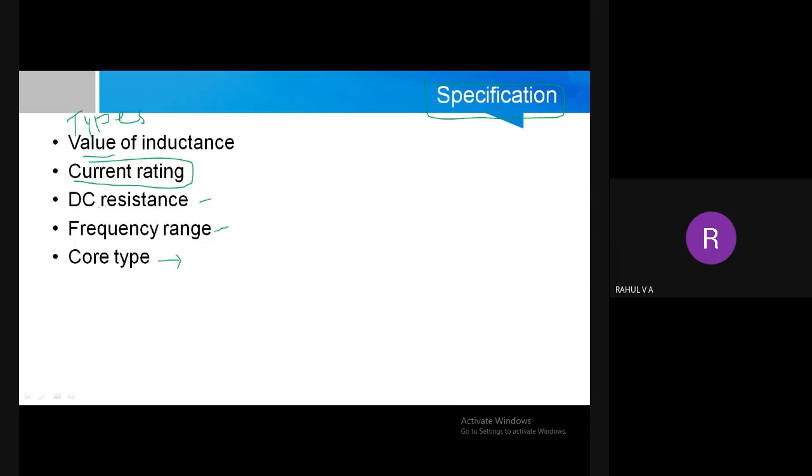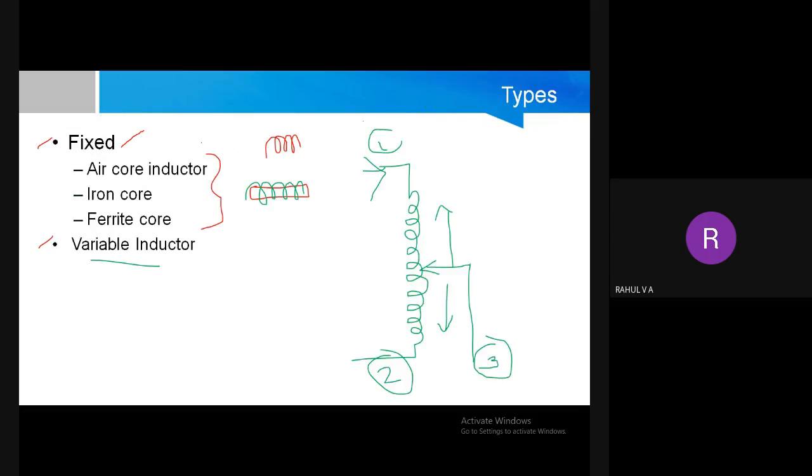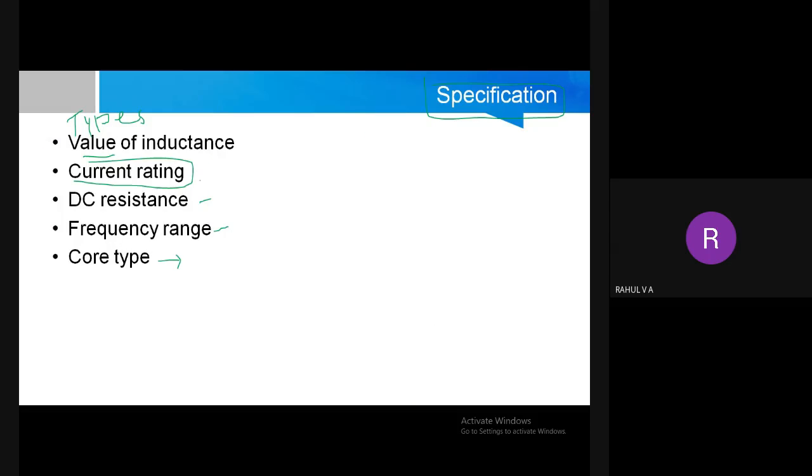That is, first you can tell which type you are using, variable or fixed type. Then you can specify the value of that. Then the maximum current that can flow through that inductance. Then DC resistance, because this is a conductor. You are winding the inductance using a conductor. This conductor will have a certain amount of resistance.